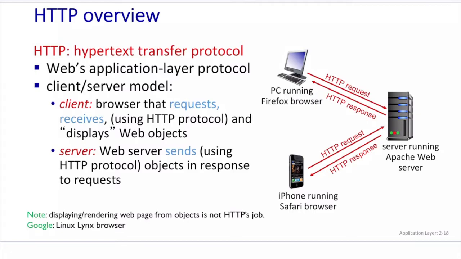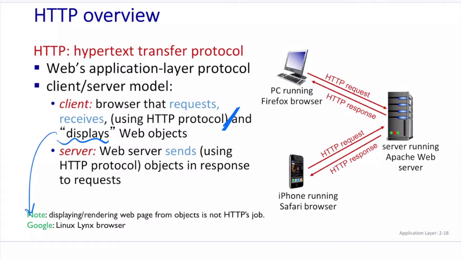HTTP is a client-server model. I believe you know that. So the client is the browser that requests and receives those web objects from the web server by using the HTTP protocol. And further, after the browser receives an image, it should display the image on the screen, right? But displaying is not defined by HTTP. It is not HTTP's job.